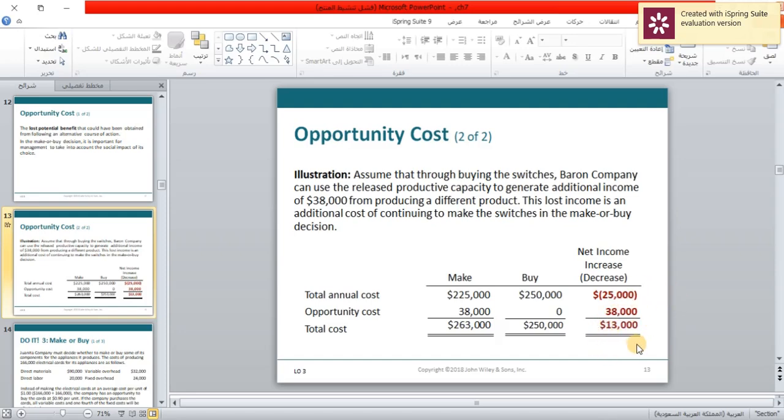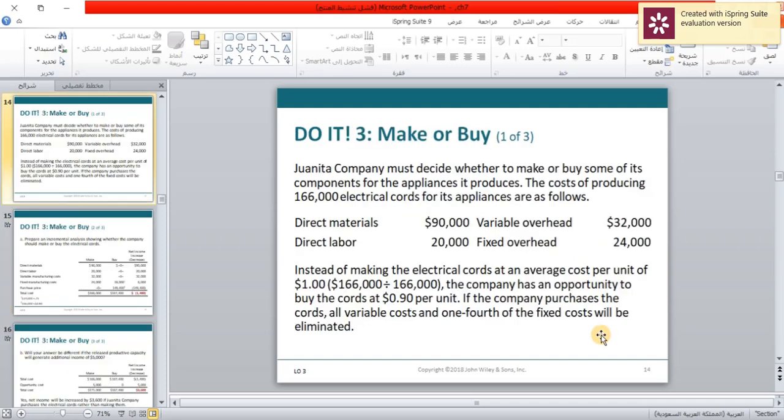So the decision in this situation will be to buy switches from the outside supplier and use the released capacity to produce additional 38,000. In this situation, the net income will increase by 13,000.